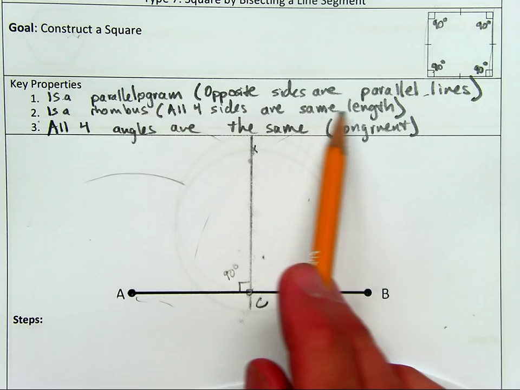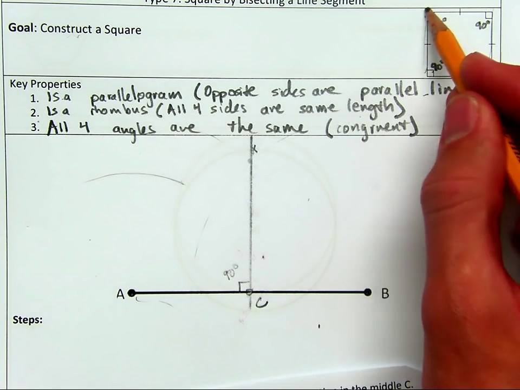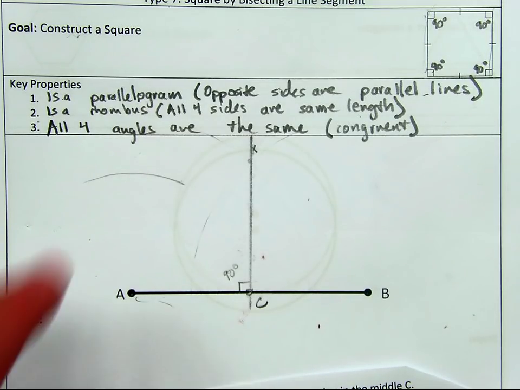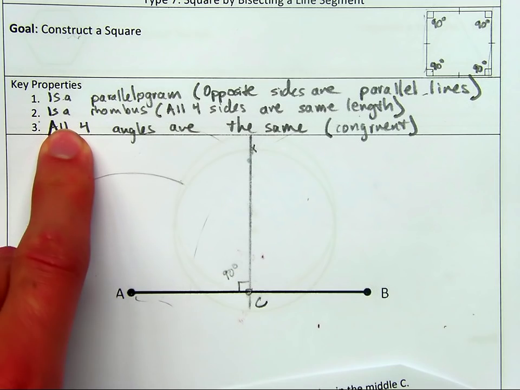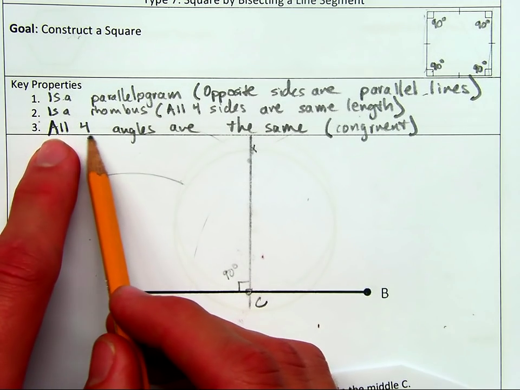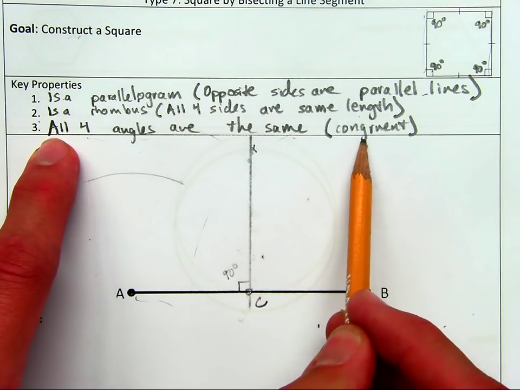All 4 sides are the same length. So when you're measuring each of the 4 sides of a square with a ruler, they should all come out to be the same. This is what sets the square apart from a parallelogram and rhombus. A square, and only in a square, all 4 angles are the same. You can say congruent if you want.